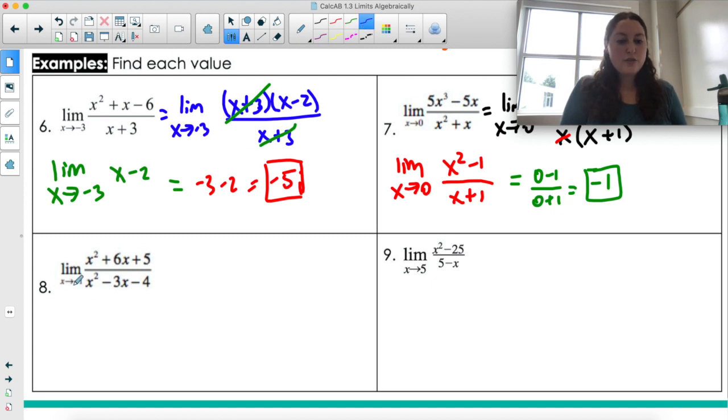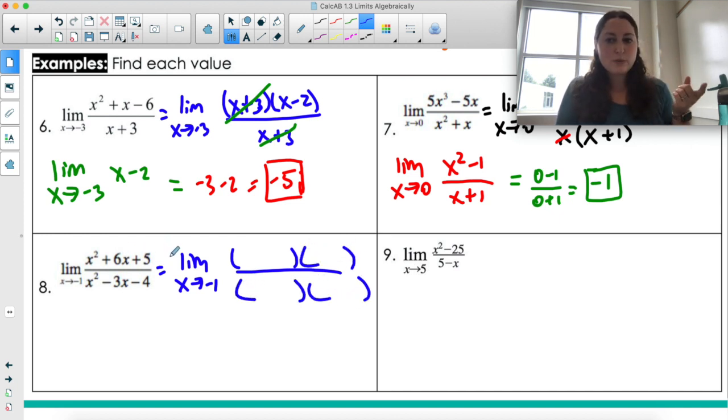Here, if you plug in -1, it's going to get you 0 over 0. So instead we're going to factor. Truth is, honestly, you could factor and cancel even if it doesn't get you 0 over 0. It'll still give you the same limit. So this equals the limit as x approaches -1, and I want to factor the numerator and factor the denominator.